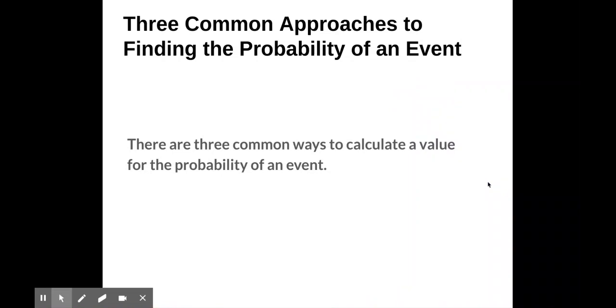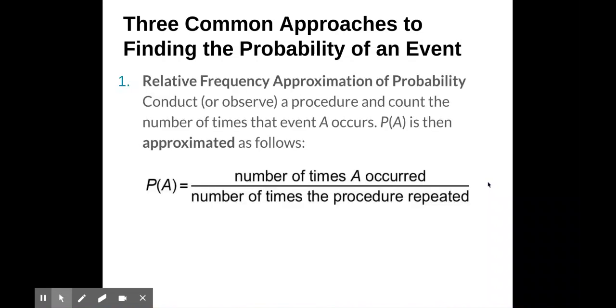There are 3 common ways that we calculate the probability of an event. 2 of them are mathematical. 1 of them is subjective. And we'll talk about that here in just a minute. So the first way is relative frequency approximation, or sometimes we'll say an observed frequency, and as you can see here.